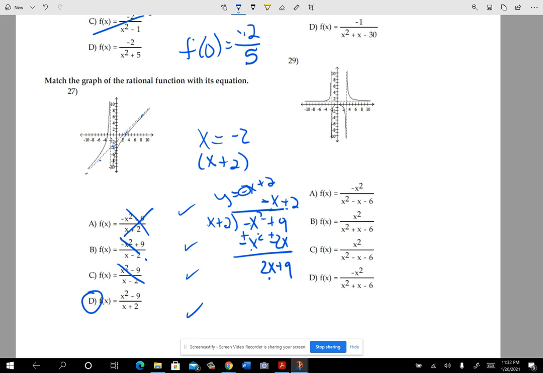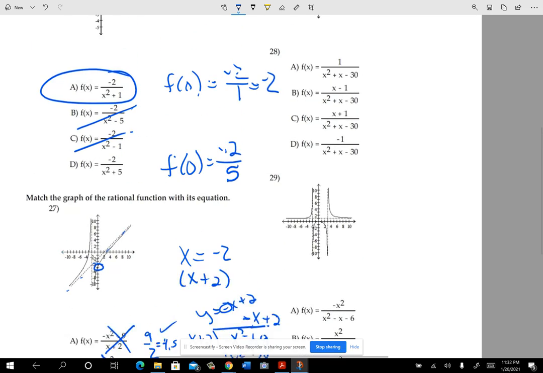And then you also could just pick some points to double check on that. Right? So maybe the y-intercept again. If I plug in a 0, I'd get 9 halves on this one. If I plug in a 0 here, I'd get a negative 9 halves. Okay. So 4.5 versus negative 4.5. So you could do that also and see how it's down here at negative 4.5. So it has to be D.